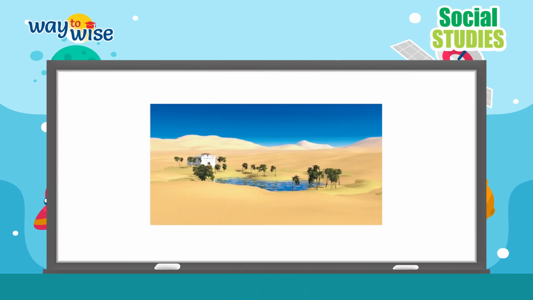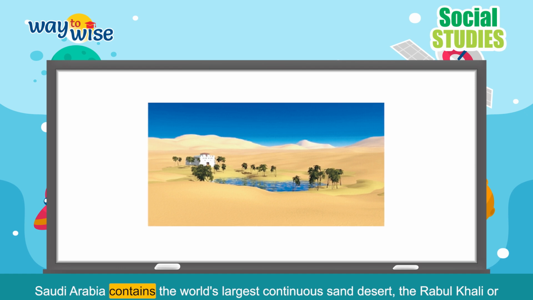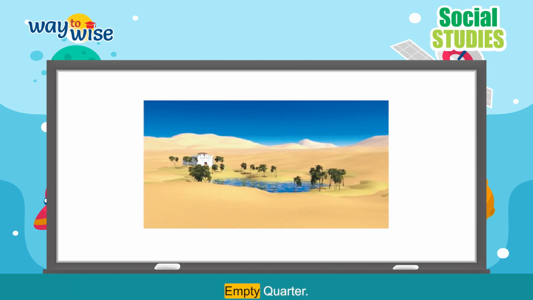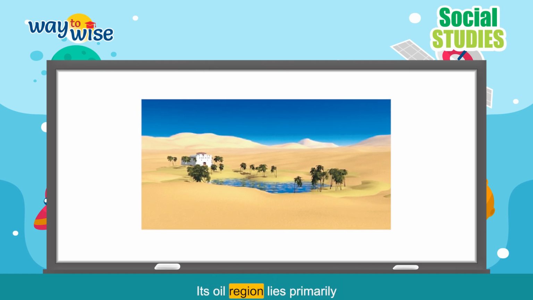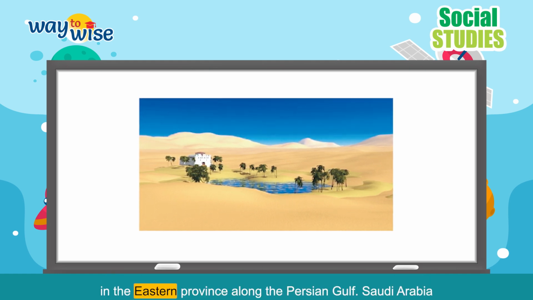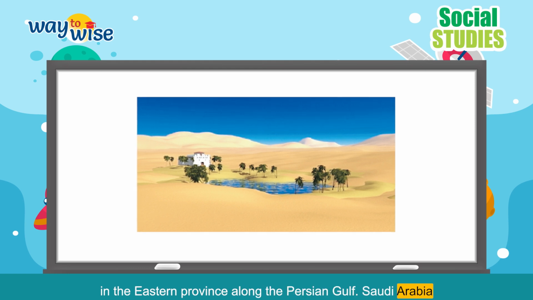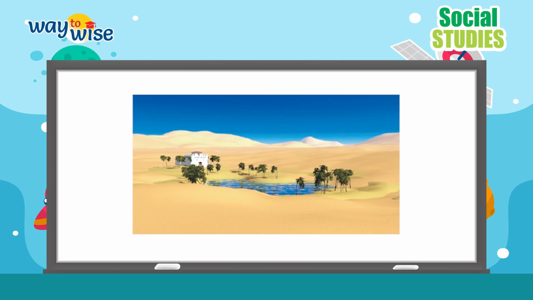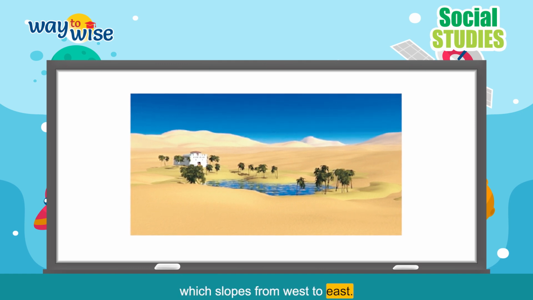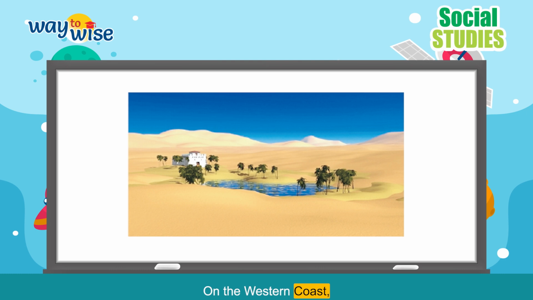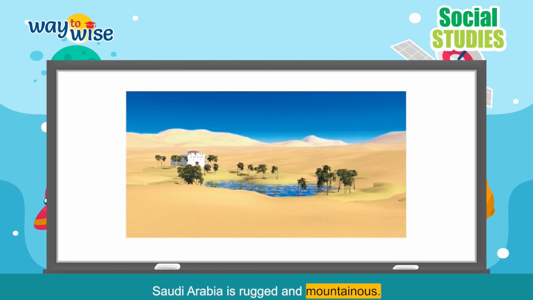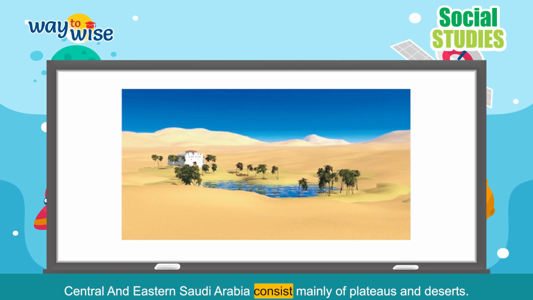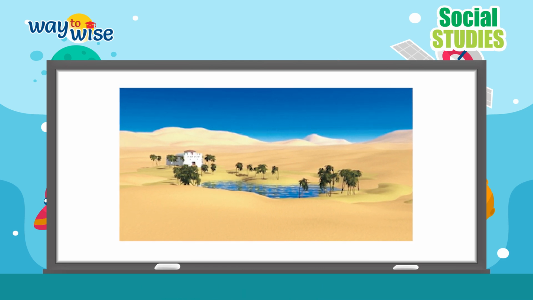Land surface. Saudi Arabia contains the world's largest continuous sand desert, the Rub' Khali, or Empty Quarter. Its oil region lies primarily in the eastern province along the Persian Gulf. Saudi Arabia consists mainly of dry, barren land which slopes from west to east. On the western coast, Saudi Arabia is rugged and mountainous. Central and eastern Saudi Arabia consist mainly of plateaus and deserts.